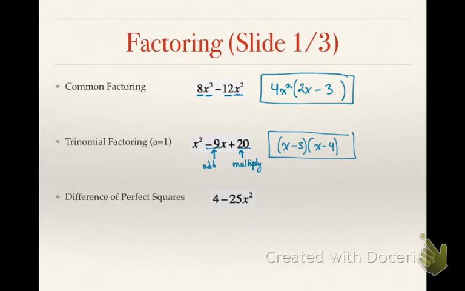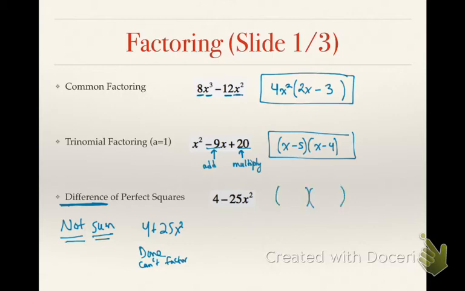A difference of perfect squares. Notice specifically difference, it doesn't work for sums of perfect squares. It's not a sum of perfect squares, but only difference. So if you see something like 4 plus 25x squared, that is done. Can't factor. But if it's a difference of perfect squares, then you can factor it into two factors.